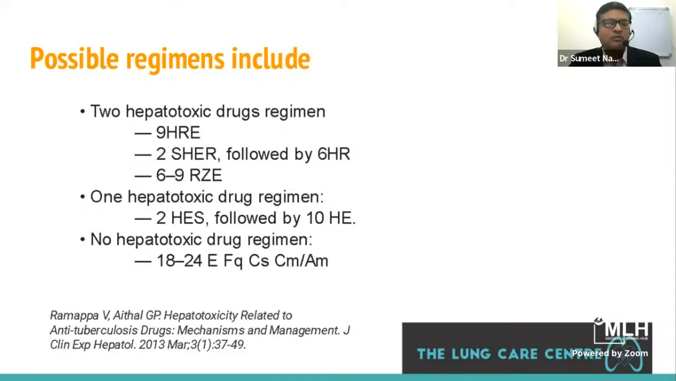If we have to give a one hepatotoxic drug regimen, then we can start the patient with 2 months of isoniazid, ethambutol, and streptomycin. Streptomycin can be stopped after 2 months, and the total duration of treatment is 12 months. If we have to put the patient on a regimen containing no hepatotoxic drug, then the duration of treatment has to be at least 18 or maybe up to 24 months. The drugs which can be used are ethambutol, fluoroquinolone, cycloserine, and one of the injectables.